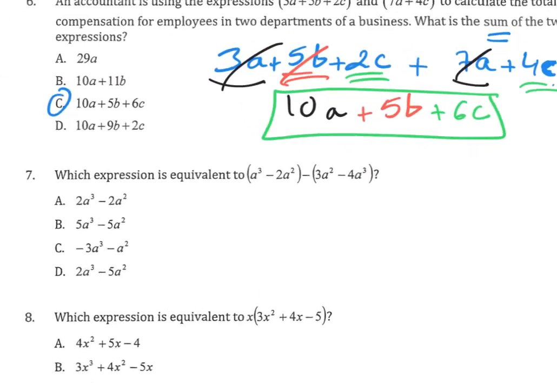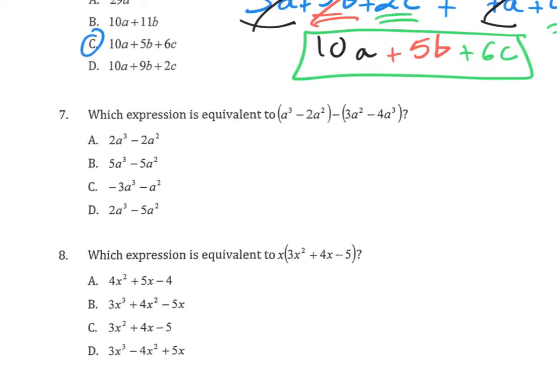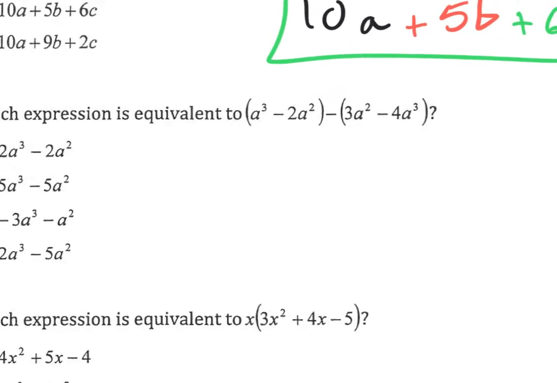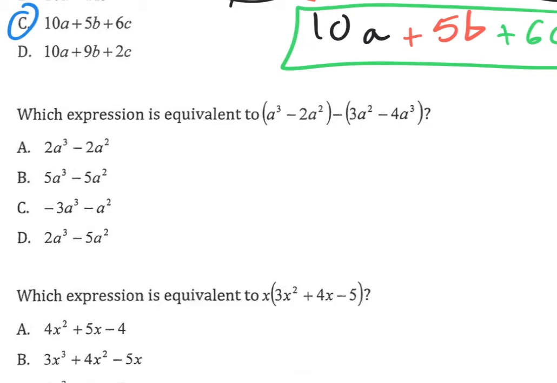All right, so on this question number 7, which expression is equivalent to parentheses a to the third minus 2a squared, close parentheses, minus another parentheses 3a squared minus 4a to the third, right? So the first thing, we have to remove the parentheses. And remember, here we need to change the sign because I have -1 here, right? So we got -1 right here.